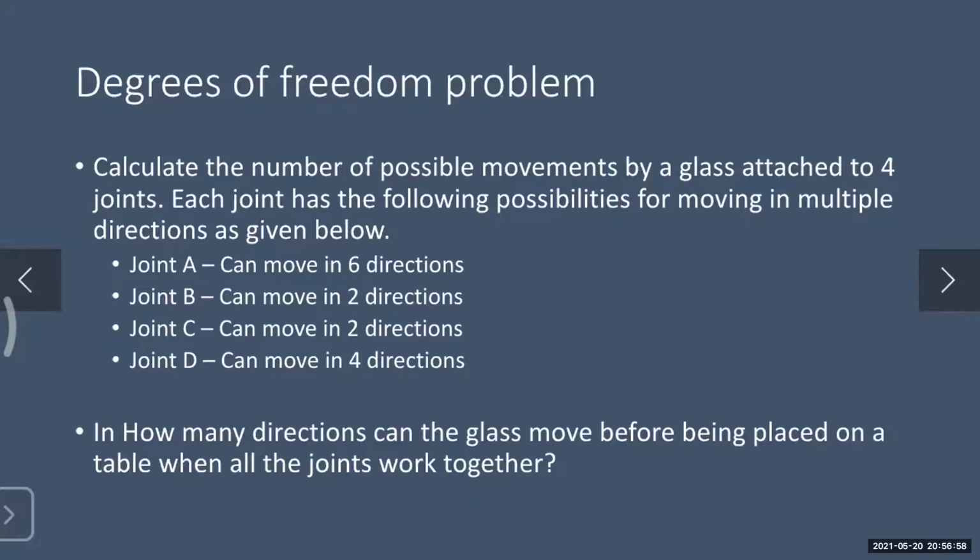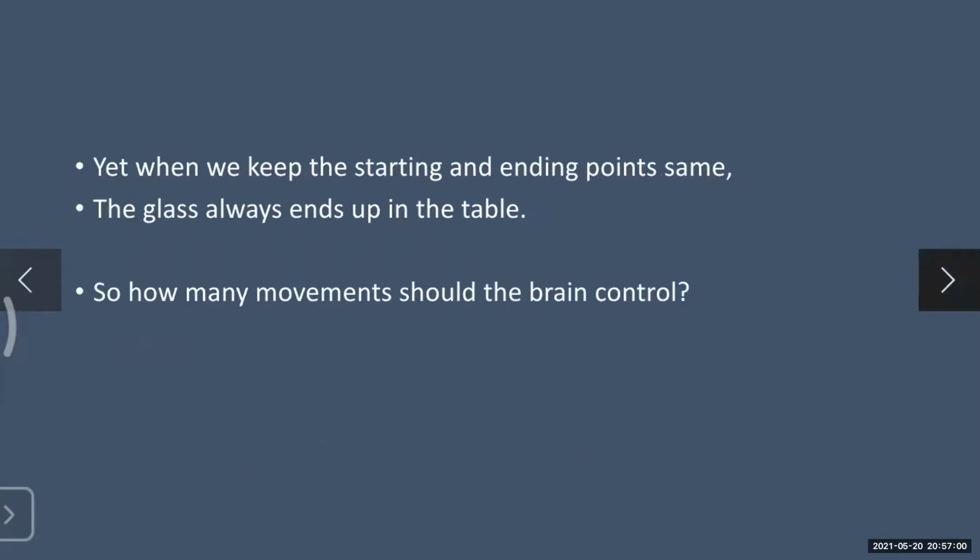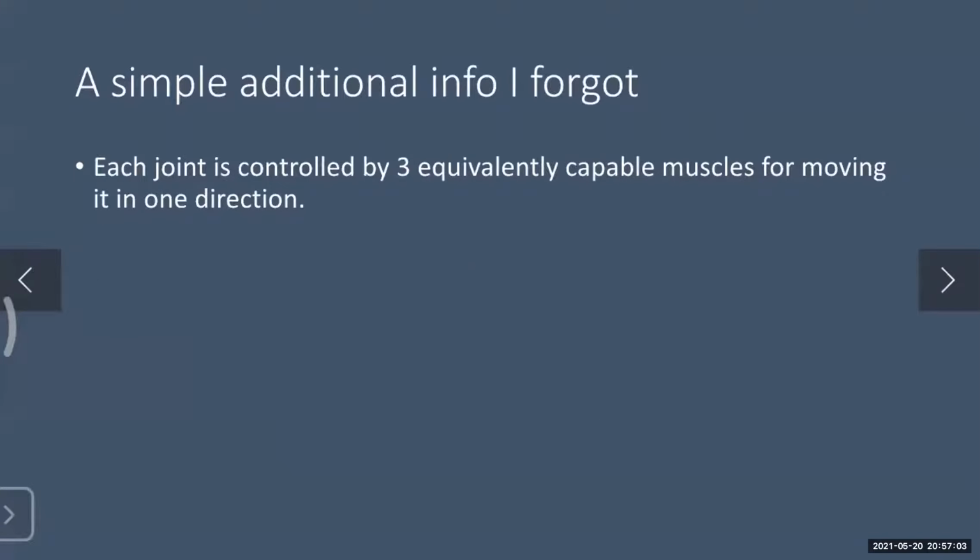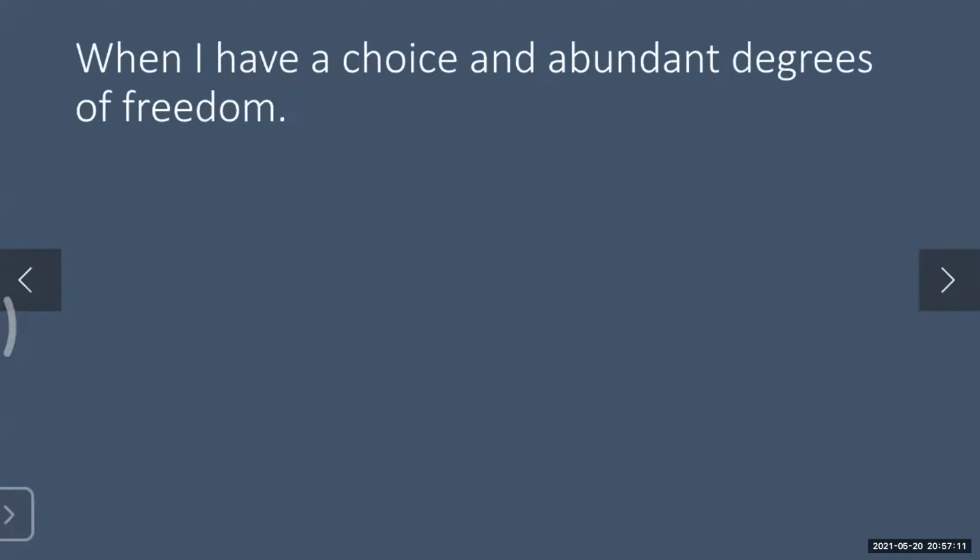So if the brain has to work, it has too many degrees of freedom, and it needs to control all the degrees in order to permit one, right? So when I have a choice and abundant degrees of freedom, we again have a problem. How does the motor program we saw last time specify very clearly these are the muscles which have to work, and just activate them? That's the next problem we are facing.